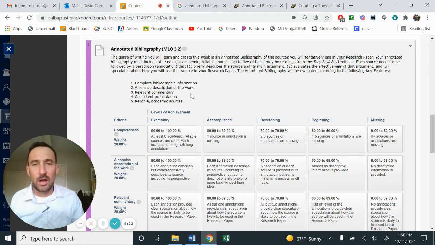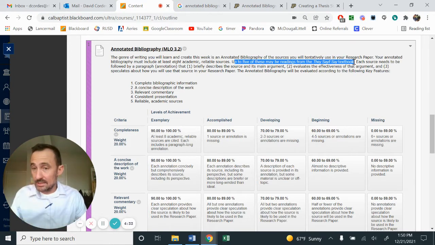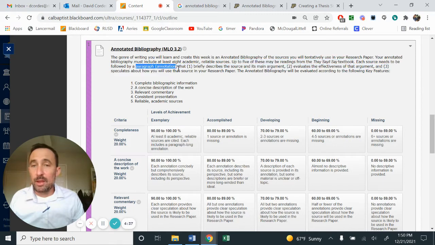But the annotated bibliography, what it looks like is your annotated bibliography must include 8 academic resources. Up to 5 of those will be the readings from the They Say, I Say textbook if you would like it to be. They don't have to be. Each resource needs to be followed by a paragraph of annotation. And that paragraph annotation must include at least 3 things.